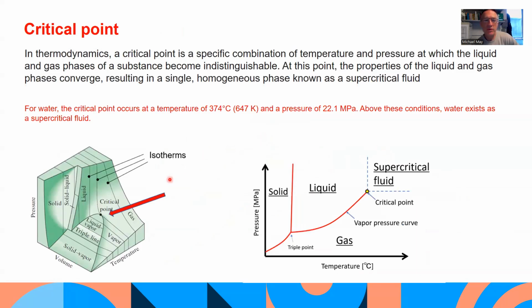The critical point we've introduced occurs at 647 Kelvin and a pressure of 22.1 megapascals. Above that point, the fluid takes on the properties of a supercritical fluid. So in thermodynamics, a critical point is a specific combination of temperature and pressure at which the liquid and gas phases of a substance become indistinguishable. At this point, the properties of the liquid and gas phases converge, resulting in a single homogeneous phase known as a supercritical fluid.